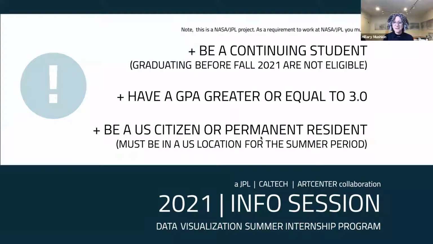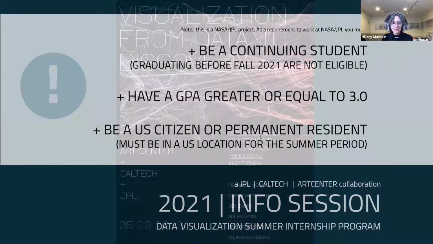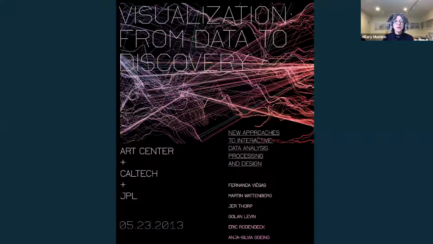In pre-pandemic times, that wasn't a discussion point because we would all be together in person. But now this is something that we need to state. So those are just some prerequisites for applying. Our program has been running for 8 years. We're heading into our 9th year.